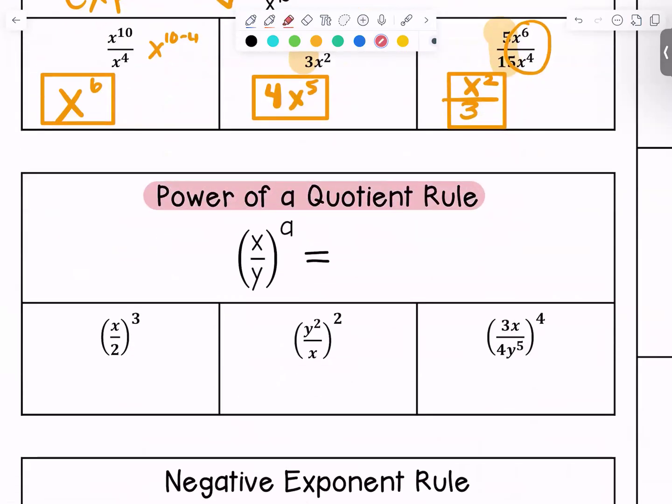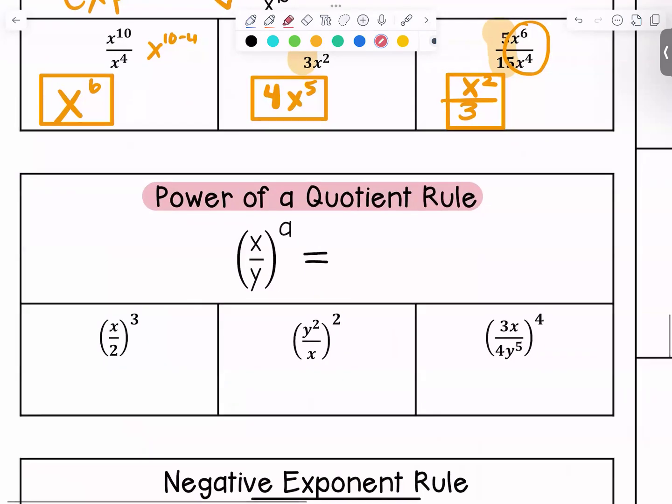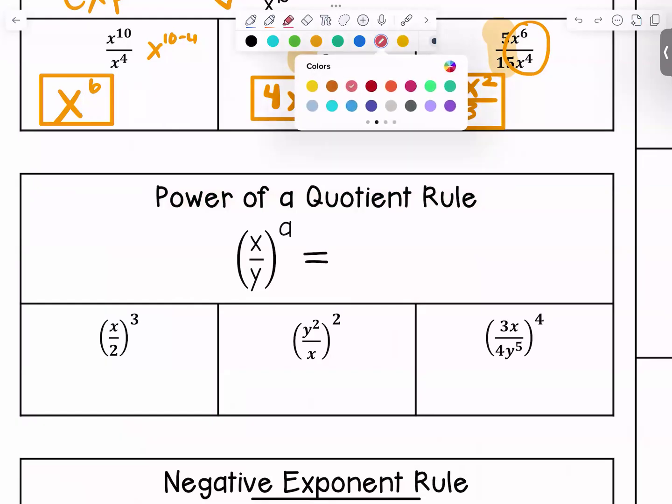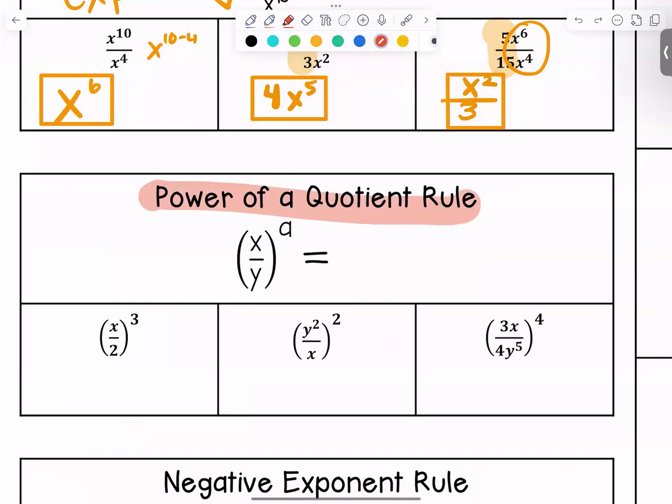Power of a quotient rule. Definitely not the color I planned on that being, so hold on. You guys don't normally get to see all my crazy color choices. There we go. I know it looks similar, but I promise you it's not the same. And I'm weird like that. So there you go.